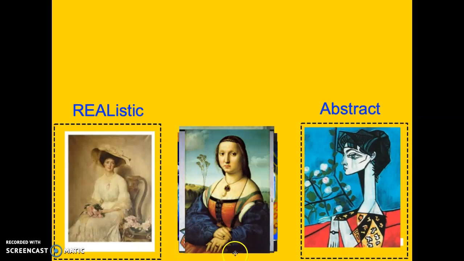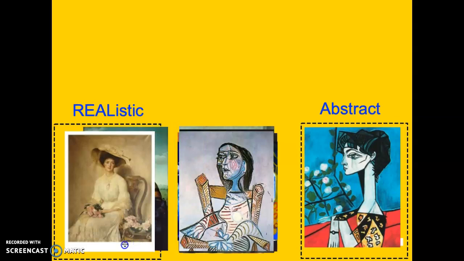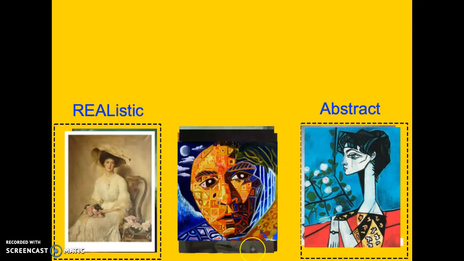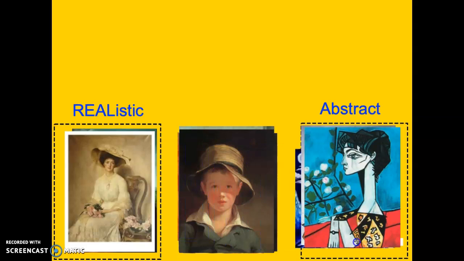How about this one? You're right, that's realistic. How about this one? Ooh, look at those swirls on her cheeks, and she's got a blue neck and crazy arms. You're right, that's abstract. How about this one? Oh, cool. Look at that face filled up with shapes. You're right again, abstract. How about this one?